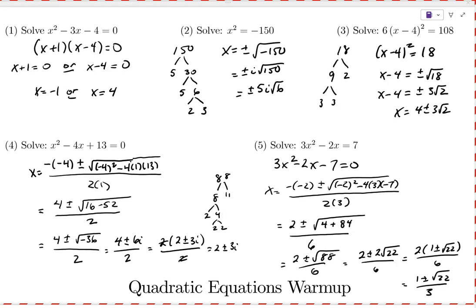Let's look at the other ones, because the other ones are what's going to look like on your quiz. I just wanted to remind you about factoring. That's still a thing. Okay. But your quiz is going to look like these 4 problems here. All right. So we've got just a simple x squared equals -150.